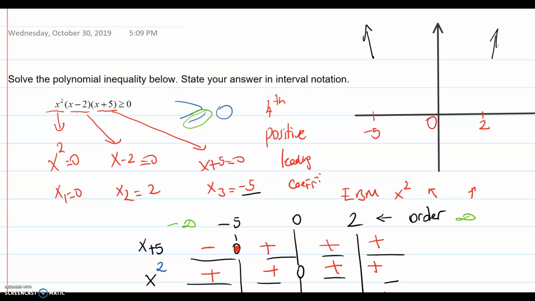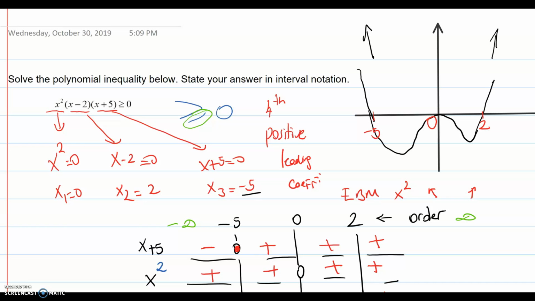Now I'm going to look at the multiplicity. At x squared, which is 0, I need to be touching. x minus 2, which is 2, I need to cut through. x plus 5, I need to cut through. And because we have that, okay, so that will be our graph.